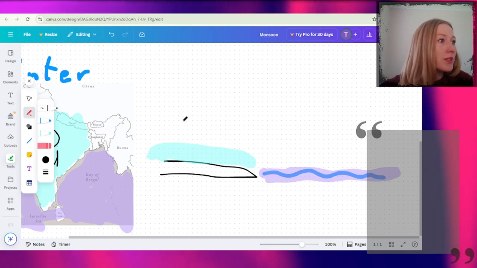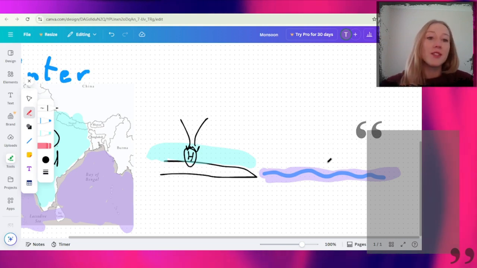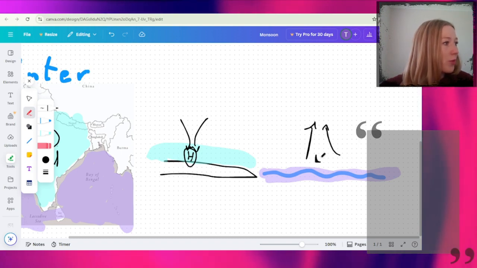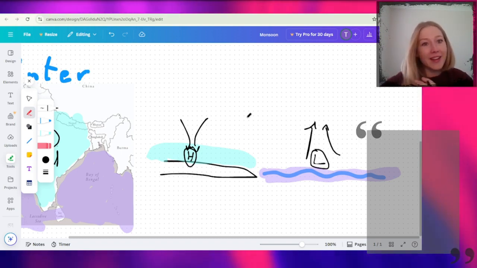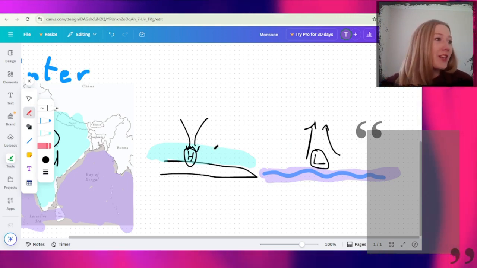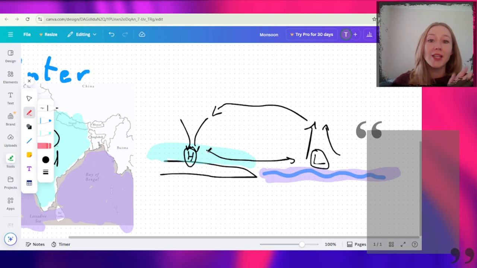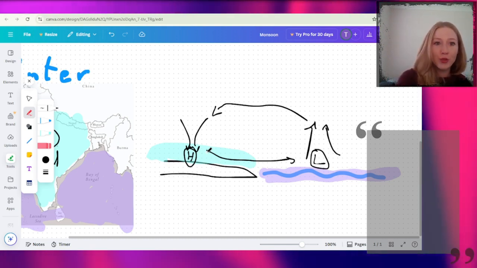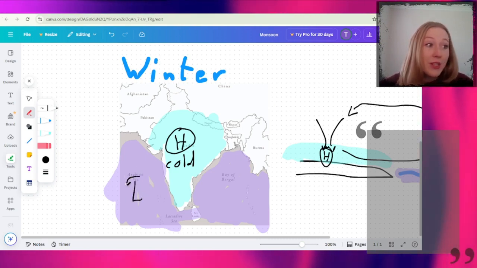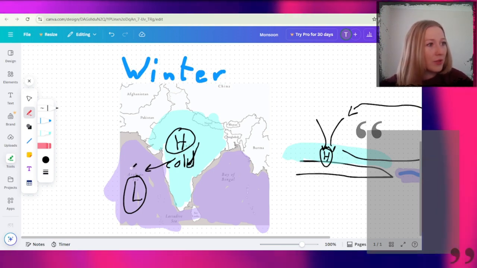And because it's cold, the air is sinking and it makes a high pressure. And then because this is relatively warmer, the air is rising and it forms a low pressure. There we go. Okay, and our first law of wind is that the wind will blow from a high pressure to a low pressure. So it blows from there to there. So now we can see that the wind is blowing in the other direction. It's blowing from the land to the sea. So there is our high pressure because it's cold. Here is our low pressure because it's relatively warmer. And this is how it then blows from there to there.